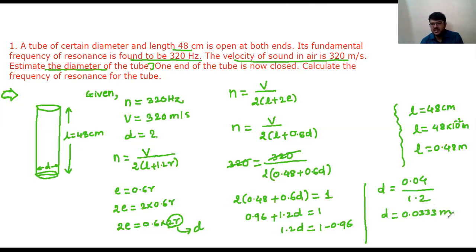If you want it in centimeter, just multiply by 100. So you are getting how much? 3.33 centimeter. This is the diameter of the pipe. Up to here, the tube part we have finished. Understood? Note down, this is the diameter we got, 3.33 centimeter. Pause the video and note it down. If you understood, please try to solve it yourself.